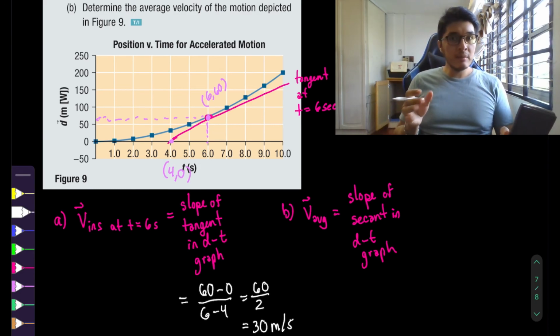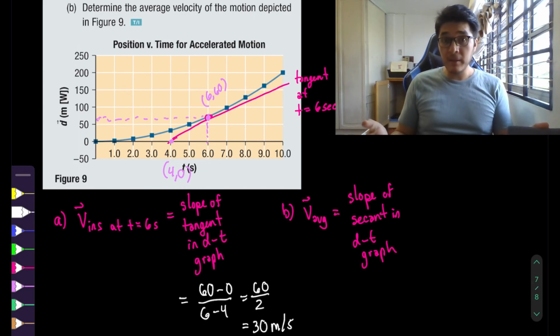Again, your answer might be a bit different than this answer, and that's okay, because whenever you're drawing tangents, it's just approximating, so it's just the best that you can possibly do. As long as you don't have 100 or 0, you're likely to be correct, and also it shouldn't be negative.